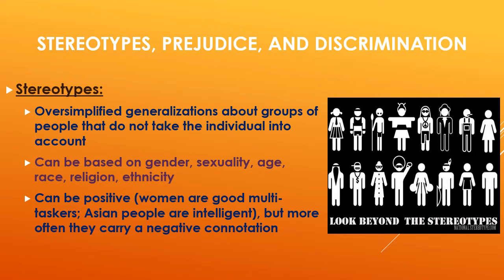Stereotypes can be positive. For example, women are stereotyped as good multitaskers. Asians are often stereotyped as very intelligent, but more often stereotypes carry negative connotations. For example, the assumption that darker-skinned people are bad or women are too emotional to take on leadership positions.